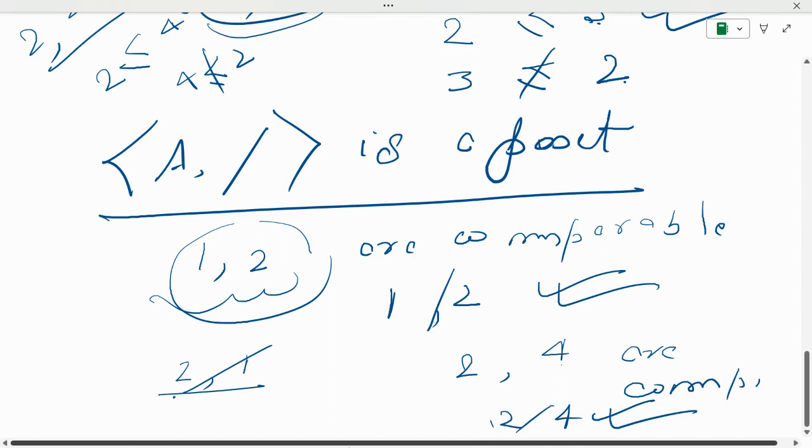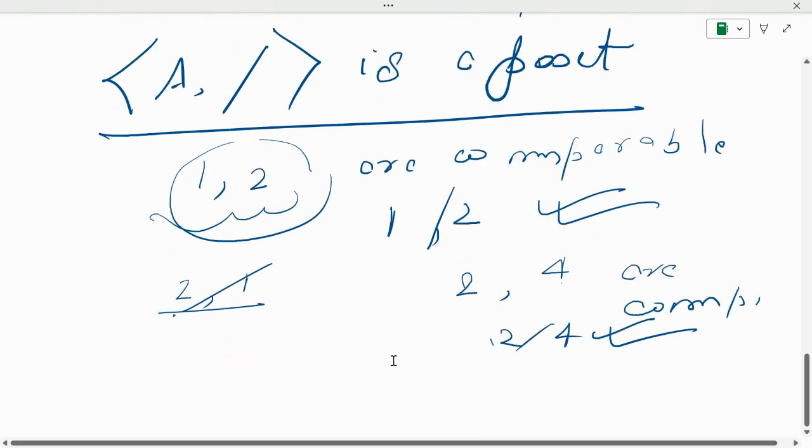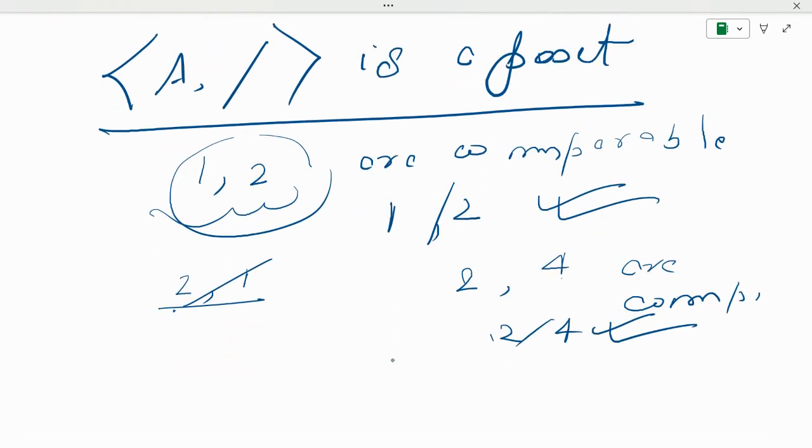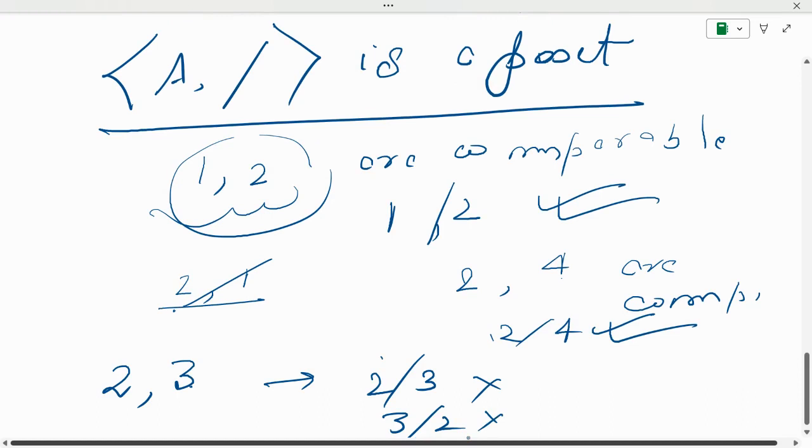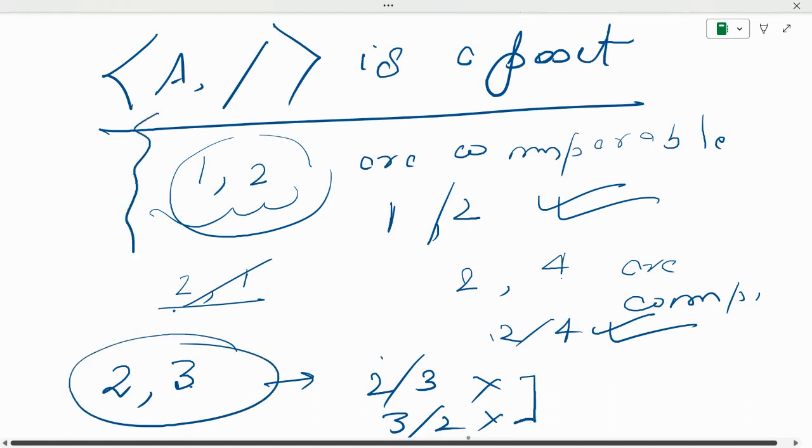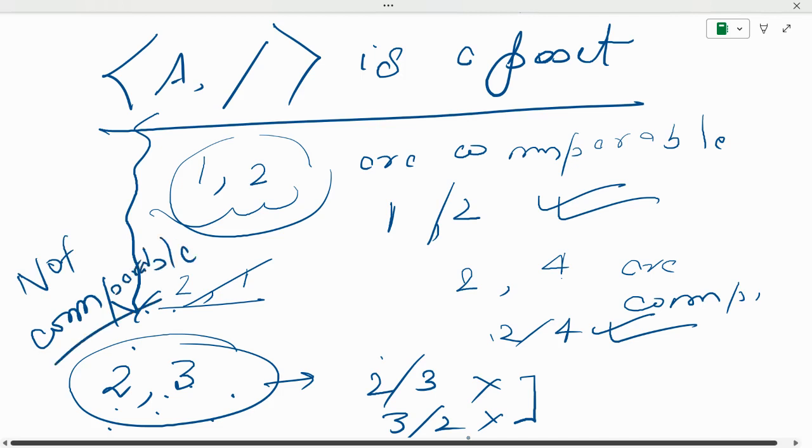But here there is one case where two elements are not comparable. For example, if we take 2 and 3, neither does 2 divide 3, nor does 3 divide 2. So both the conditions are not satisfied. Hence, we can say that 2 and 3 are two elements belonging to A where 2 divides 3 is not true, and 3 divides 2 is not true. Hence, 2 and 3 are not comparable. So this is one case where we get this part. Okay, so this is about comparison.